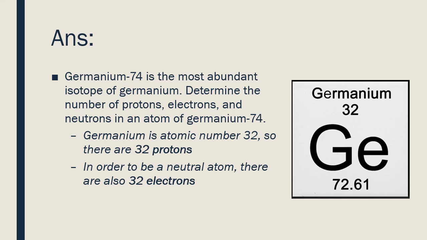The final thing we must determine is the number of neutrons. Again, this one is the most tricky. We have to look at the mass, which is 74, and subtract the number of protons. Therefore, since 74 minus 32 equals 42, there must be 42 neutrons in an atom of germanium-74.